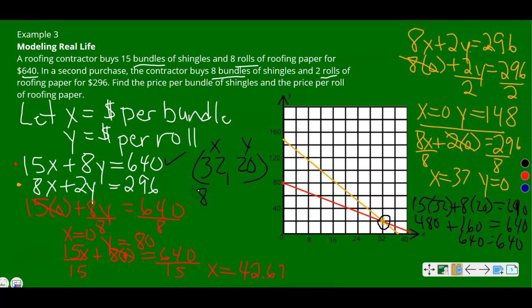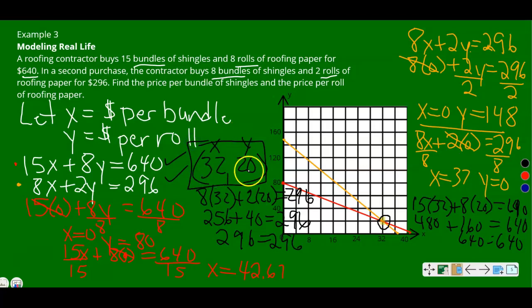So we've got 8 times 32 plus 2 times 20. Does it equal 296? So 8 times 32 is 256. Plus 2 times 20 is 40. 256 plus 40 is 296. 296 equals 296. So that point works for that equation too. So this is how we check to see if the point that looks like it's the intersection is actually the solution. So 32, 20, that is the solution.